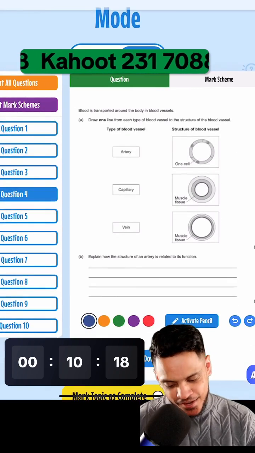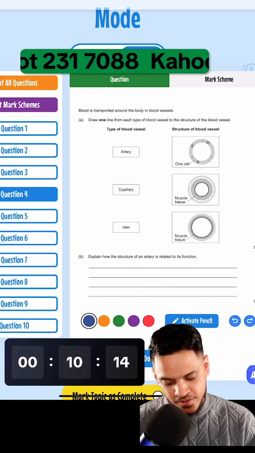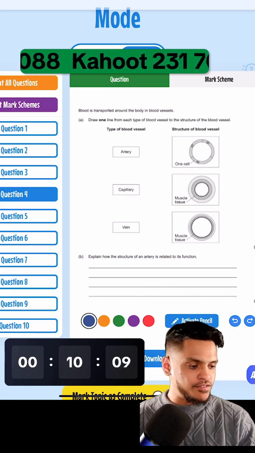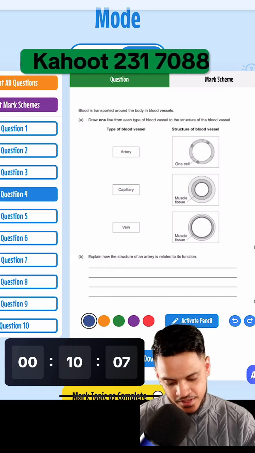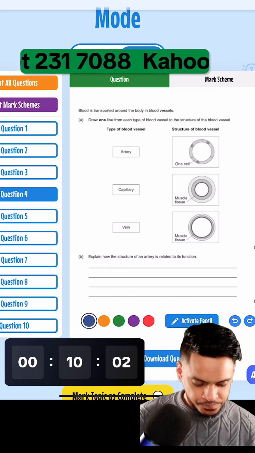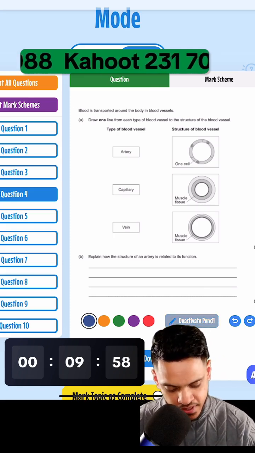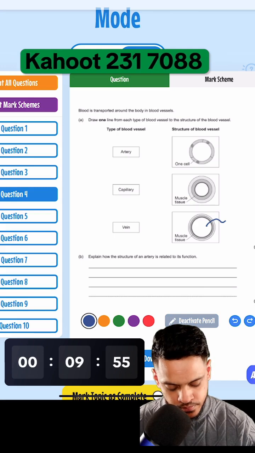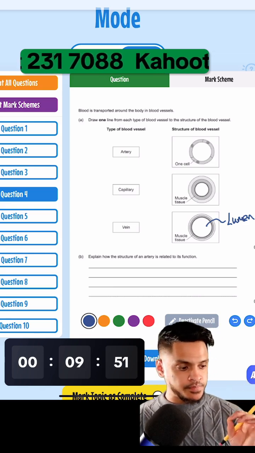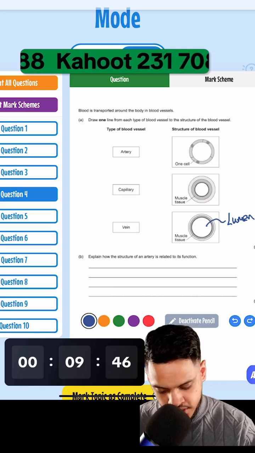Okay, next one. Draw one line from each type of blood vessel to the structure of the blood vessel. So we got artery, capillary, and veins. Those are the 3 different types of blood vessels that you can have. Which one is which? So it's all to do with how thick the walls are, how big this middle bit is. The middle bit is called the lumen. And some blood vessels have bigger lumens than others.